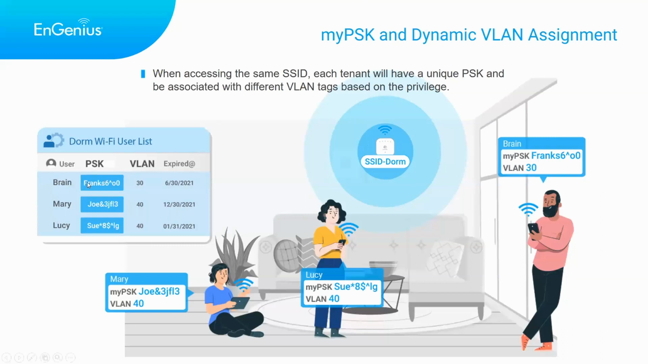For instance, here on the back end, let's say either you're doing this on the cloud or on your own Radius server. Let's say here Brian, whenever he logs in using this PSK, he'll be brought over to a specific VLAN, so maybe this is the faculty VLAN. And then when Mary and Lucy log in using their own accounts, they'll be brought into VLAN 40, which maybe is the student VLAN, wherein they can access their student data.